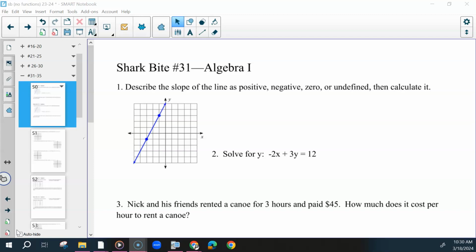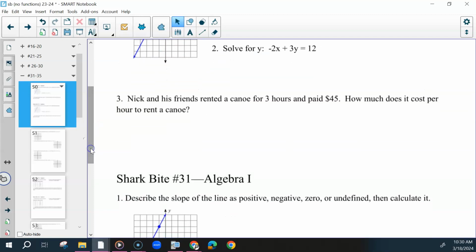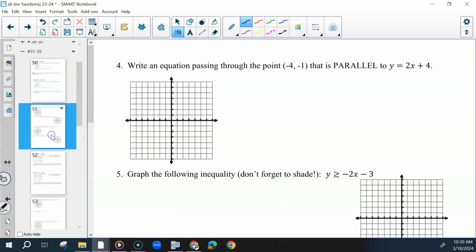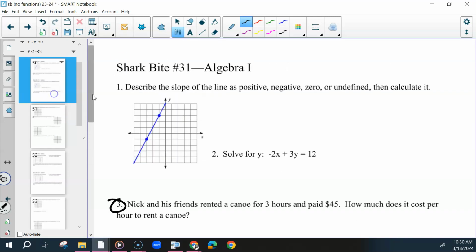Okay, so I see mostly 4s, some 5s, and then I see more 3s than anything else. So we'll do 3, 4, and 5. Well, 4 and 5 are not that hard. That's my data. Fine question. Your question. At least we're going in order.